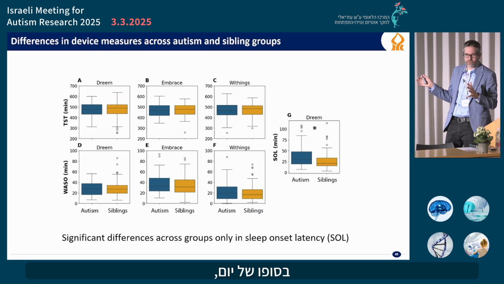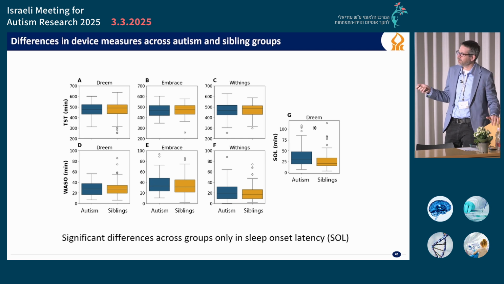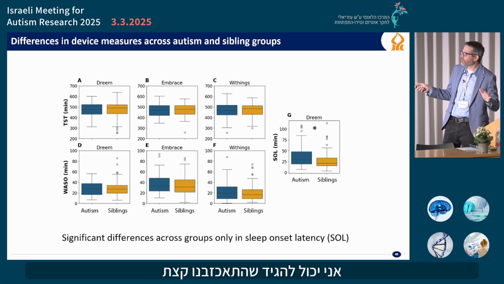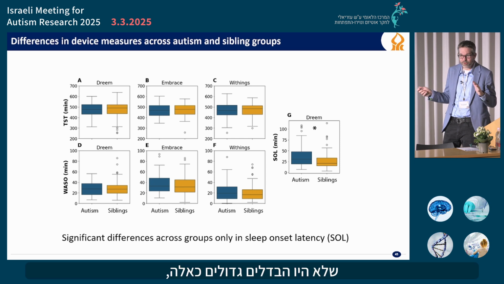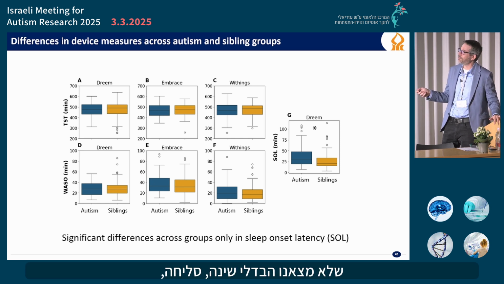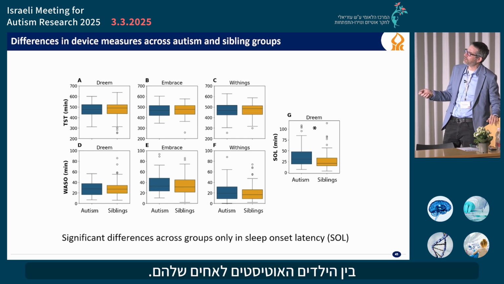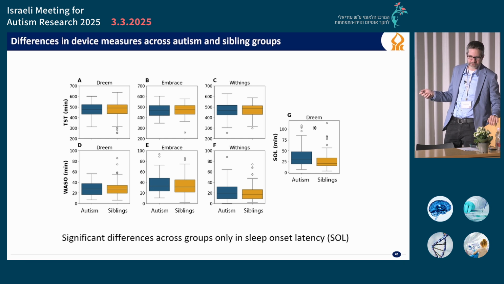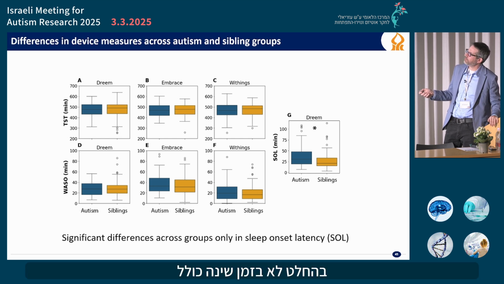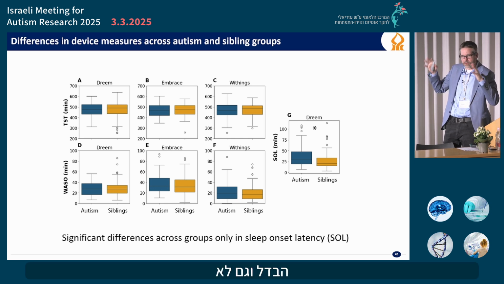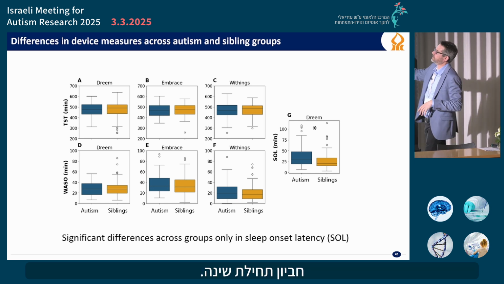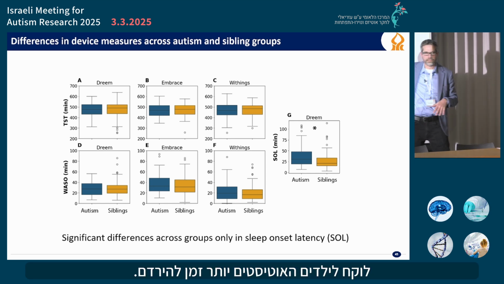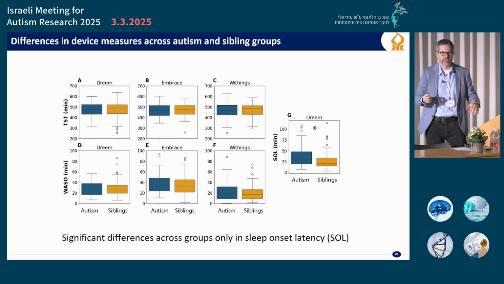At the end of the day, if you look at the basic sleep properties, you could say we were a bit disappointed that we didn't find big sleep differences between the autistic kids and their siblings. Definitely not in total sleep time or awakenings during the night. The only thing where there was a difference, and also not something huge but significant, was sleep onset latency. So it takes the autistic kids longer to fall asleep.